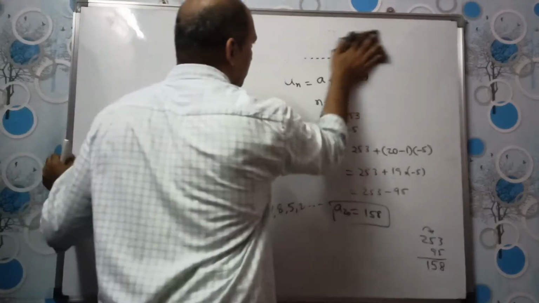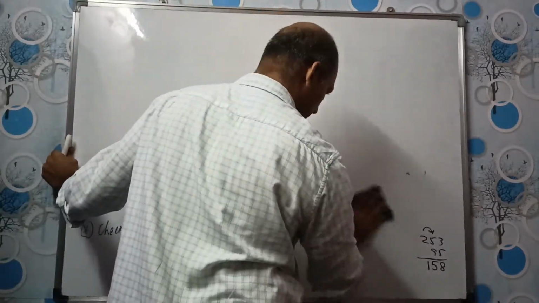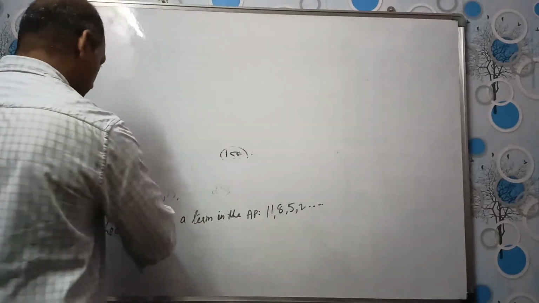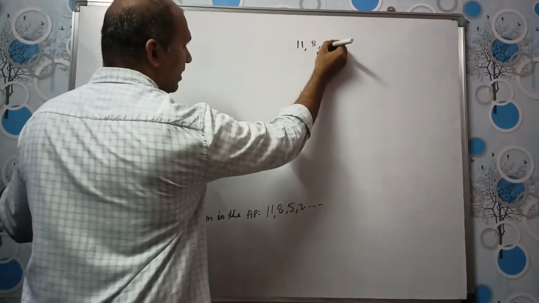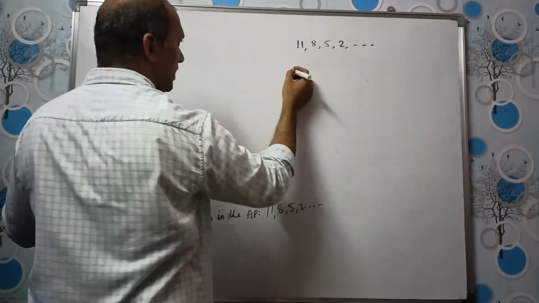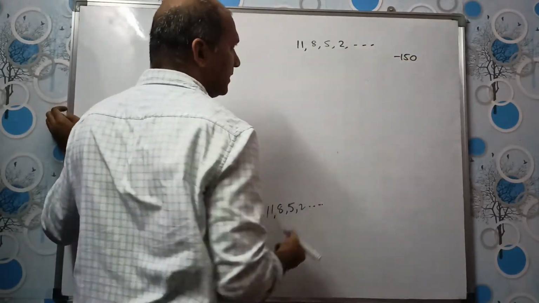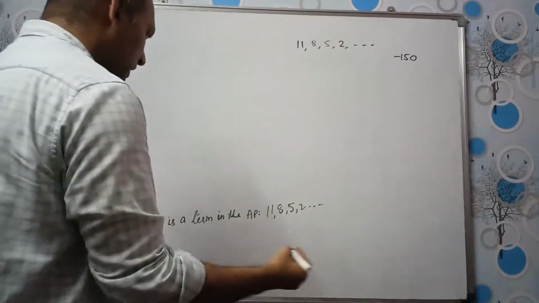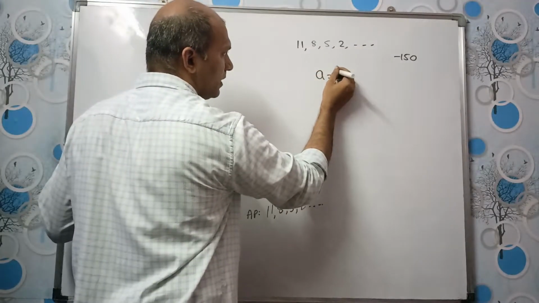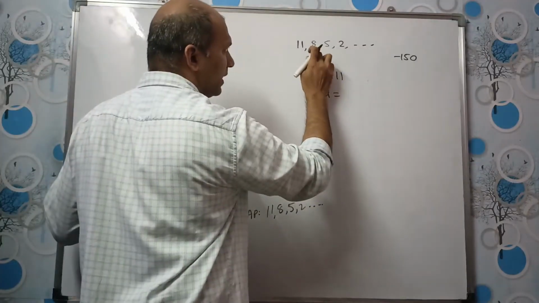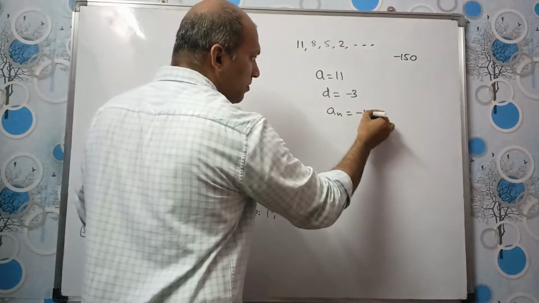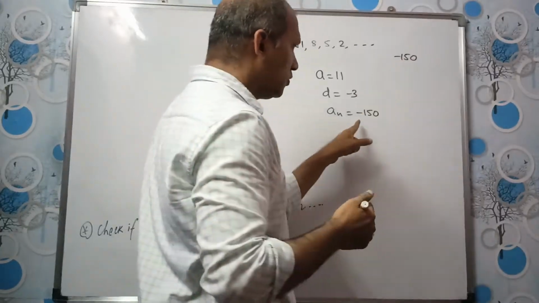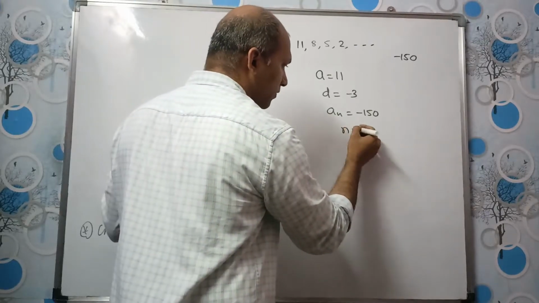Let us check that. Check if minus 150 is a term in the AP or not. What is the AP? 11, 8, 5, 2 and so on, and we are checking whether minus 150 is a term or not. Let us take this. A is 11. What is D? 8 minus 11, minus 3. An is minus 150. Let us take An equal to minus 150 and find the value of N.